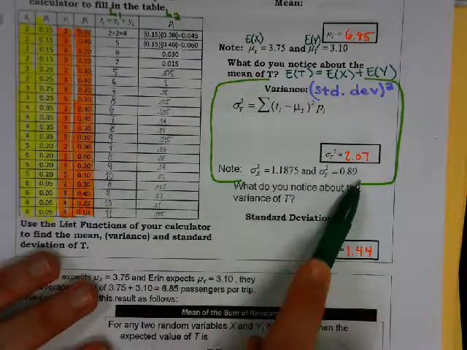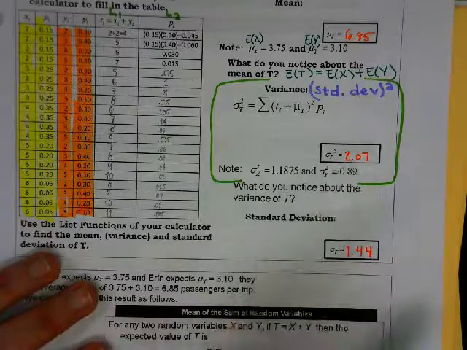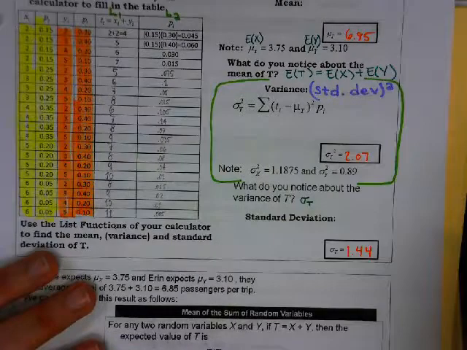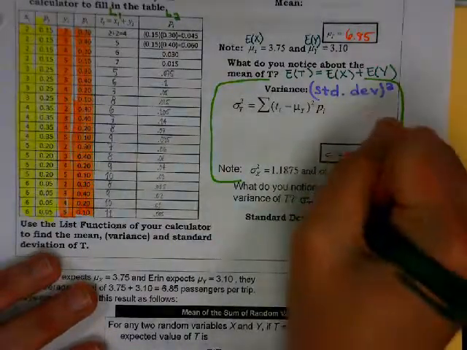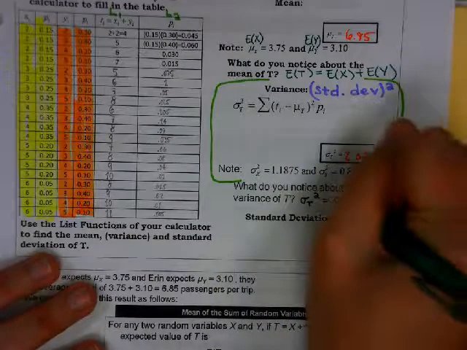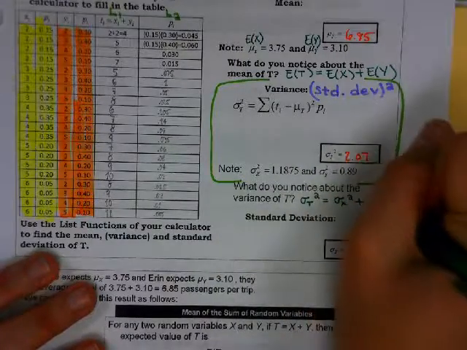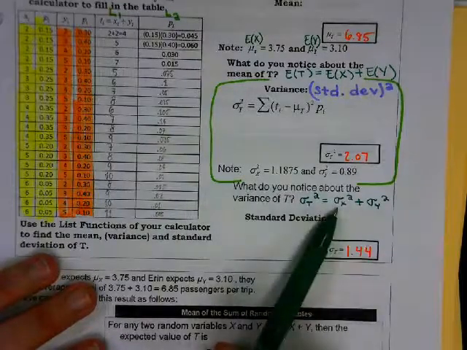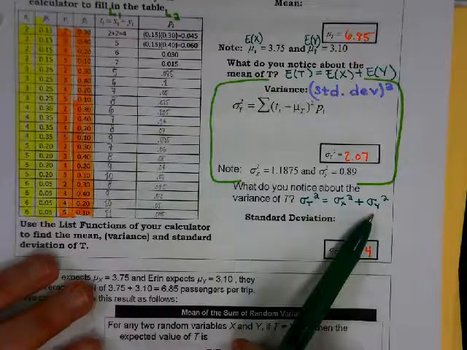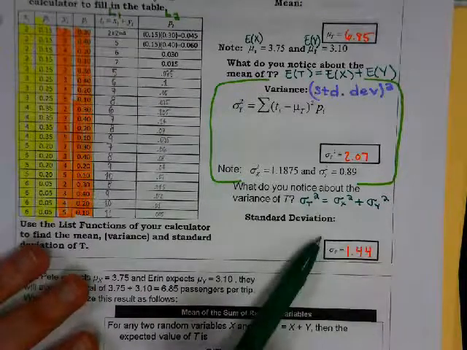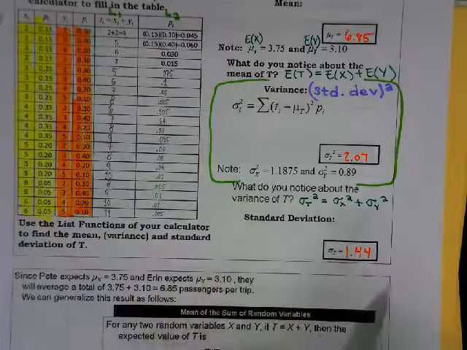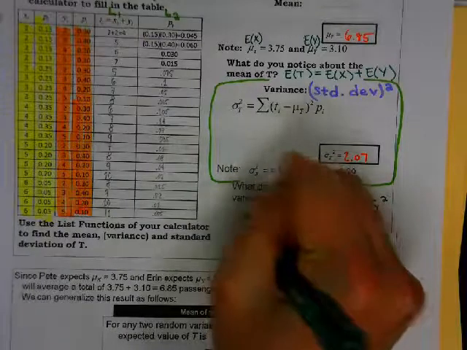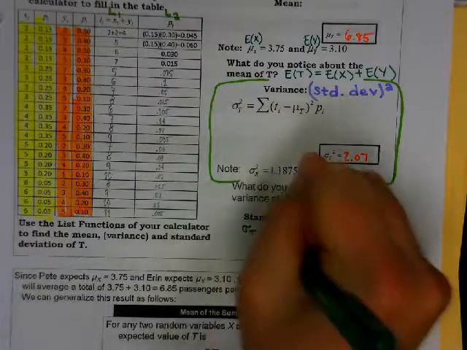So the variance of t, sigma sub t squared, comes from sigma sub x squared plus sigma sub y squared. Variance of t is the variance of x plus the variance of y. Standard deviation is the square root of that. So our standard deviation of t comes from the square root of the variances being added.